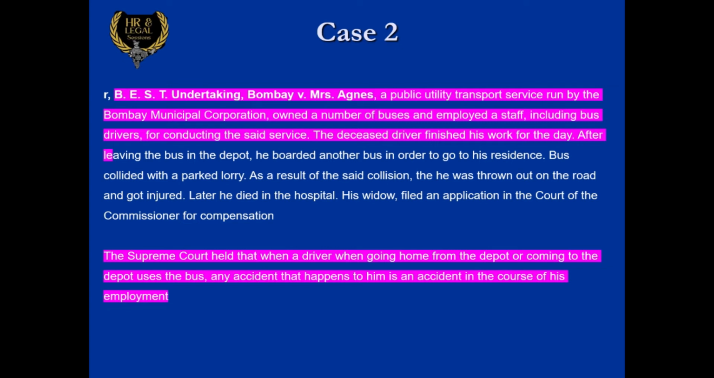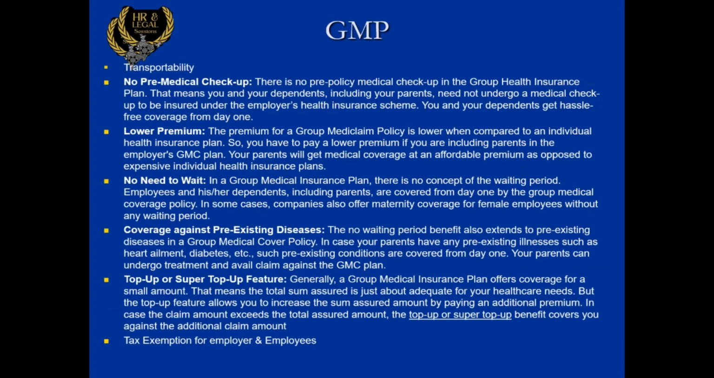The deceased made a claim, but the insurance company denied the claim because it did not arise in the course of employment. That was the stand taken by the insurance company. But the Supreme Court said that when the employee, after finishing his job, has not yet reached home, and during that course of employment he met with an accident and died, that will come under arising out of and in the course of employment. That was the Supreme Court verdict in the case of Best Undertaking Bombay versus Agnes.